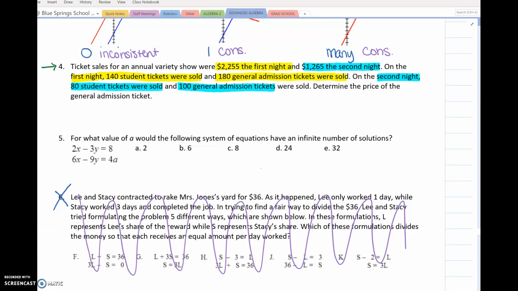So do you see how there's information about the first night and information about the second night? That's where we're going to get our two equations. So on the first night, we had 140 student tickets sold. You can use X or S for student tickets. You also had 180 general admission tickets sold.